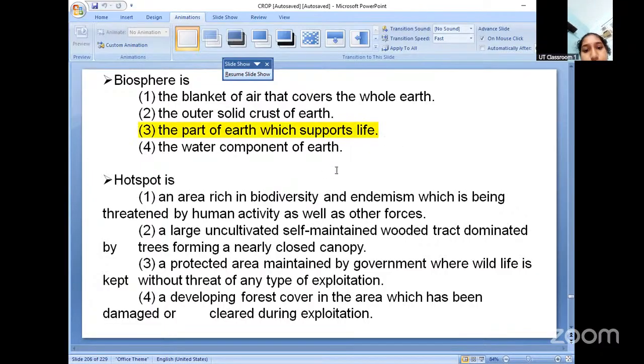Third one. Hotspot is an area rich in biodiversity and endemism which is being threatened by human activity as well as forces. A large uncultivated, self-contained wooded tract dominated by trees, forming a nearly closed-in canopy. A protected area maintained by government where wildlife is kept without threat of any type of exploitation, or a developing forest cover in the area which has been damaged or cleared during exploitation. Ma'am, first one, I guess.